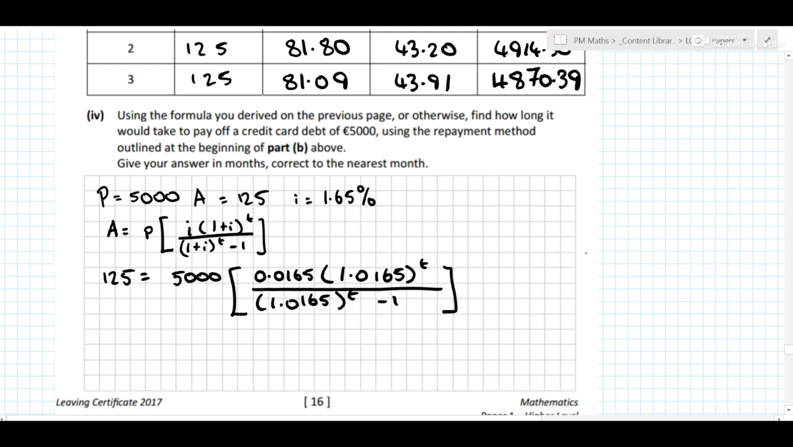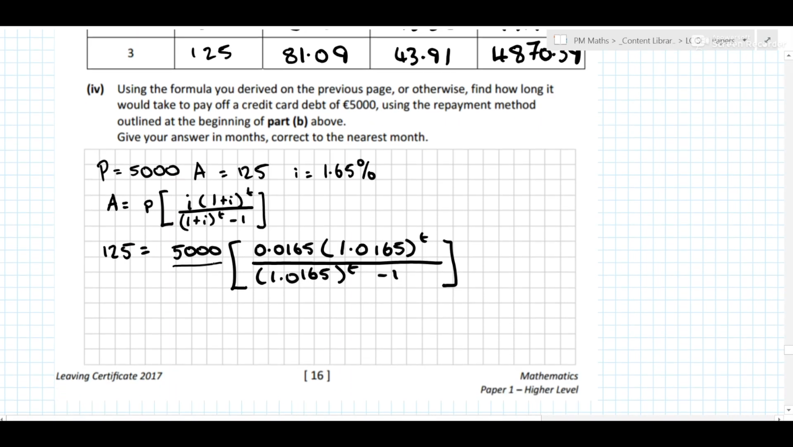So you could think about that €5,000 as being over 1, and it would get multiplied into this fraction. So these two, the €5,000 and the 0.0165, would get multiplied together. 125 equals, and we end up with 82.5 times 1.0165 to the power of t, over 1.0165 to the power of t minus 1.